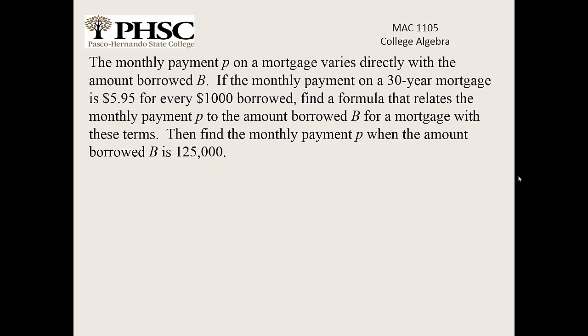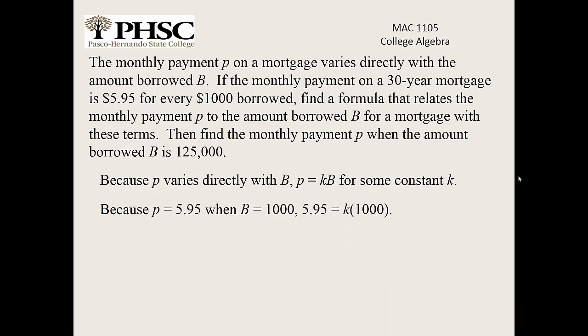So the first example is going to talk about some monthly mortgage payments. The monthly payment P on the mortgage varies directly with the amount borrowed B. If the monthly payment on the 30-year mortgage is $5.95 for every $1,000 borrowed, find a formula that relates the monthly payment P to the amount borrowed B for the mortgage with these terms. And then we're going to go ahead and find the monthly payment P when the amount borrowed B is $125,000. So the first thing is that we know that P varies directly with B. So P equals KB for some constant K.